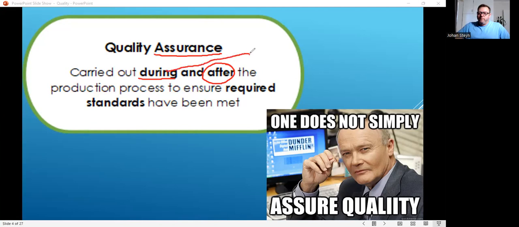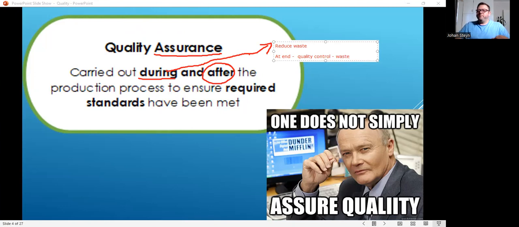during the process. And why do you do quality assurance? Why do businesses implement quality assurance? To reduce waste. Because when you do get to the end, when you do quality control, that means if something's wrong, you waste it.